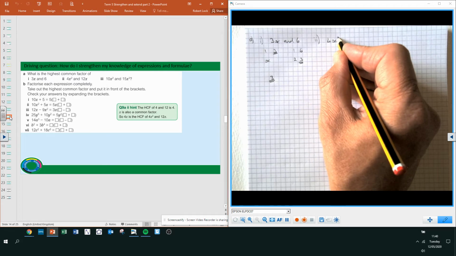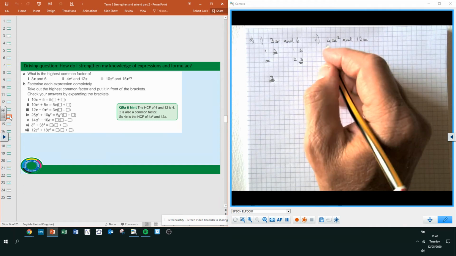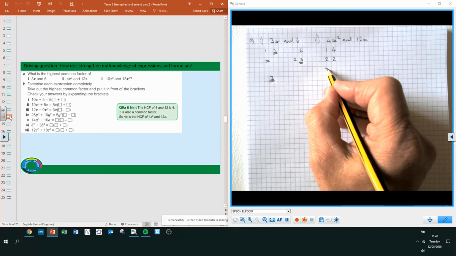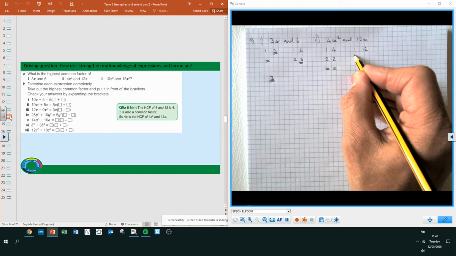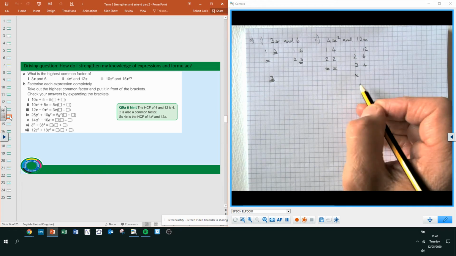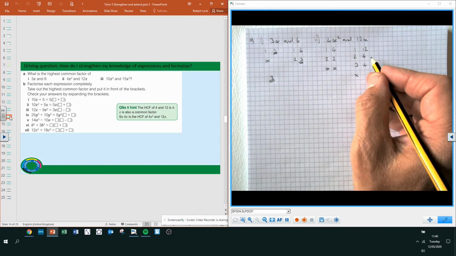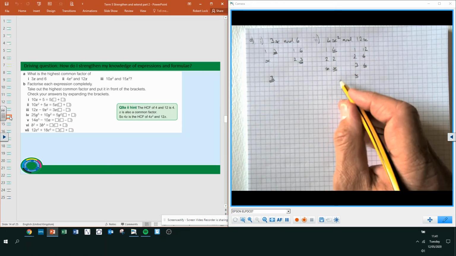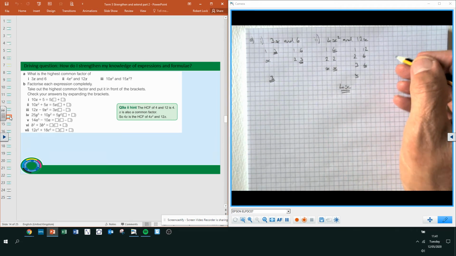4x squared and 12x. So the factors are 4: 1 and 4, 2 and 2, x and x. 12: 1 and 12, 2 and 6, 3 and 4, and x. Highest common number is 4, and x as well. There are no other numbers common to both, so 4x.